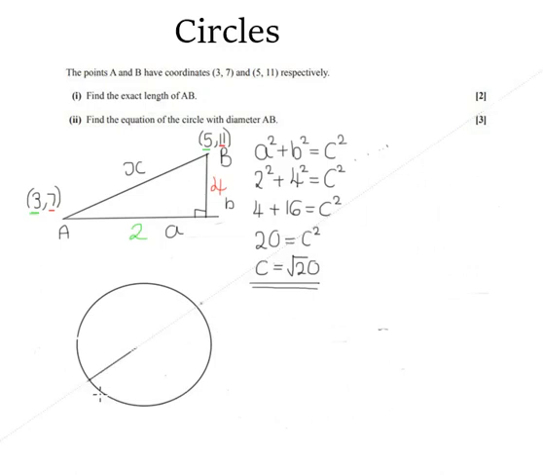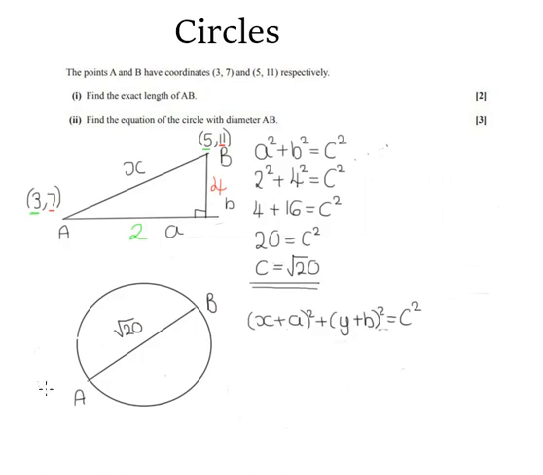So if my diameter is AB, imagine I've just drawn it like this. Okay, this point down here is A and this one is B. So we know if it's the diameter, we know it's got a value of the root of 20, which we just found as its length. So when we look at finding an equation for a circle, thinking back to the video before, it's got to have the form x plus a squared plus y plus b squared is equal to c squared, where a and b are the centre of the circle.